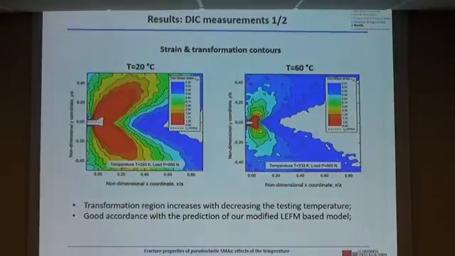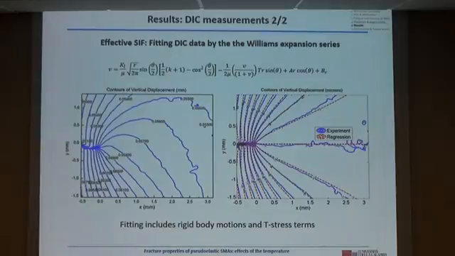The two figures report the von Mises strain contours at 20 and 60 degrees Celsius obtained from the DIC measurements. As you can see, the dashed line also reports quantitatively the transformation contours, and again we can see that there is a marked effect of the temperature, and also good agreement with our model. Basically, the DIC measurements were used to get the effective stress intensity factor.